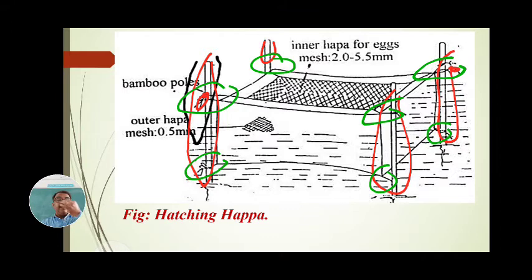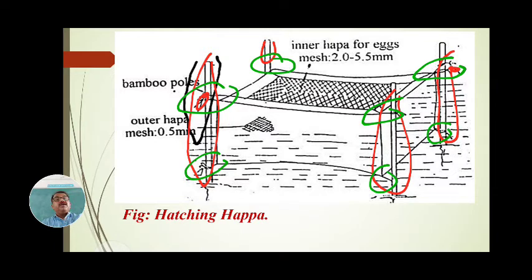Means with green threads, these hapa are to be tied to the four corners by bamboo poles. These threads are strong, durable, not easily broken down, not easily cut down. This is the outer hapa and inner hapa.